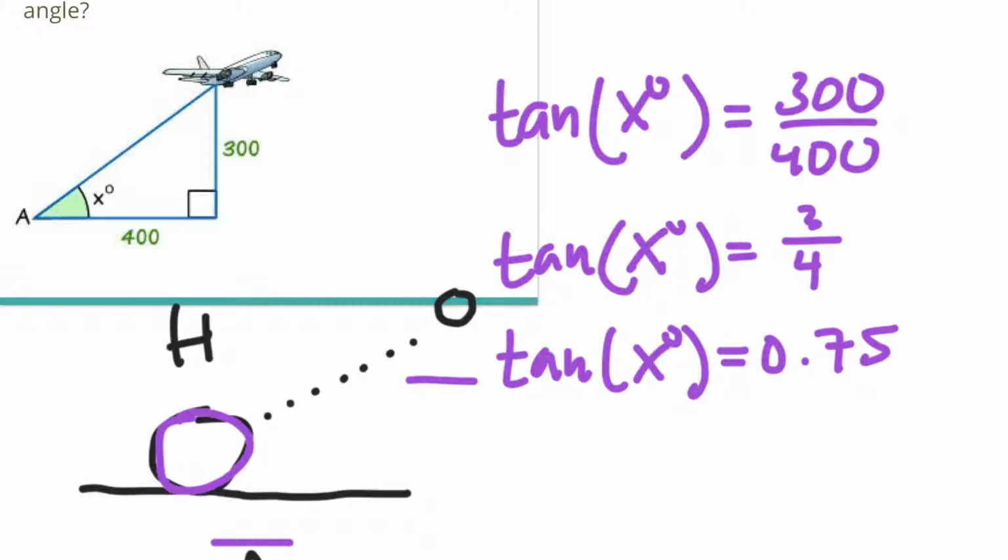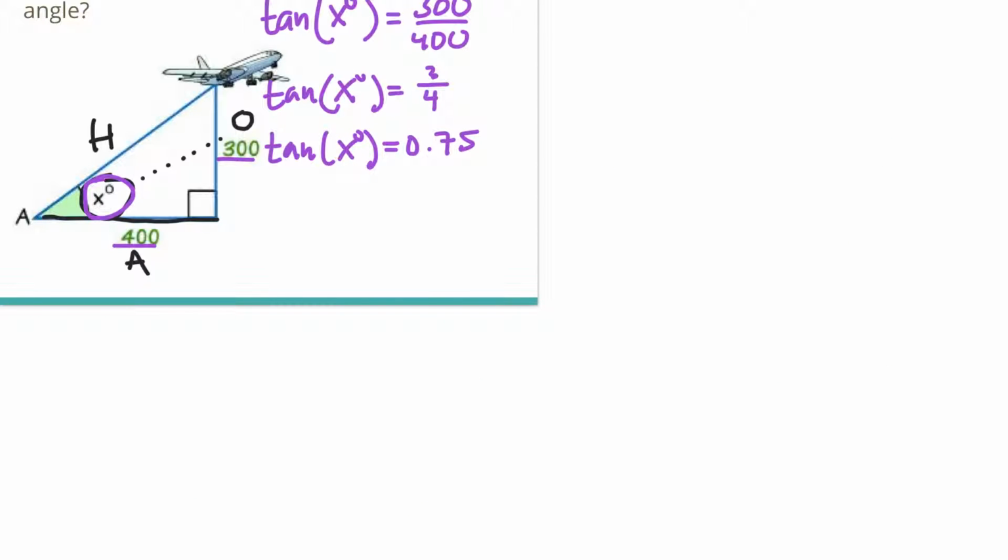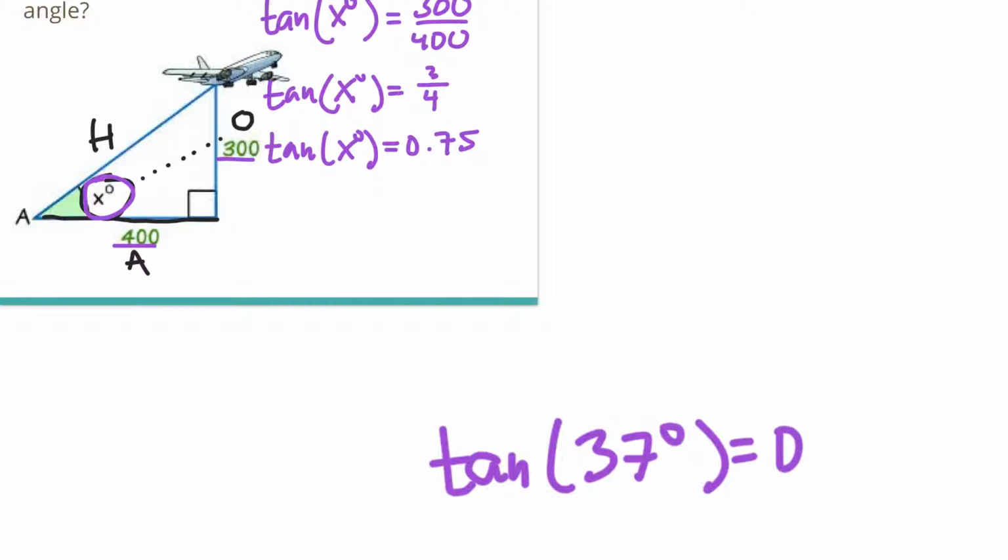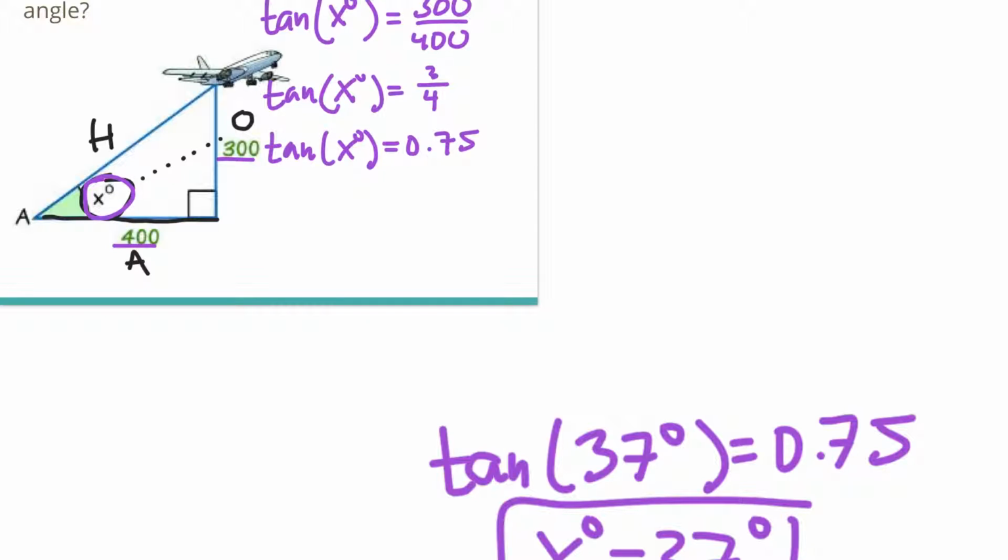Now this is the annoying part. This is the part where you had to go through and plug in a whole bunch of numbers until you got the tangent of some number equals 0.75. Luckily, I already did it for you and I got that the tangent of about 37 degrees equals 0.75. So that's how that works. Hopefully you still remember how to do this. So x degrees equals 37 degrees. And that's how we figured it out.